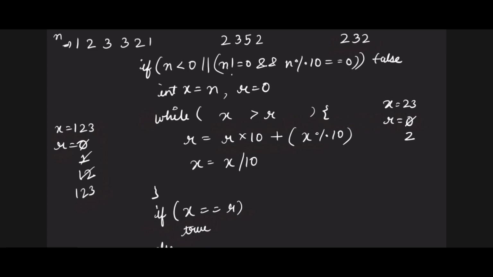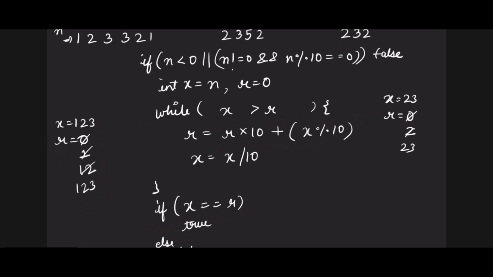Then is x greater than r? Yes, it is. So now it will do 2 into 10 plus the last digit, which is 3, 20 plus 3. So it will be 23 now, and this 3 will be removed from here. Now, is x greater than r? No, it is not. But now when you come here, your x is not equal to r because x is 2 and r is 23. So in that case, it will return false.